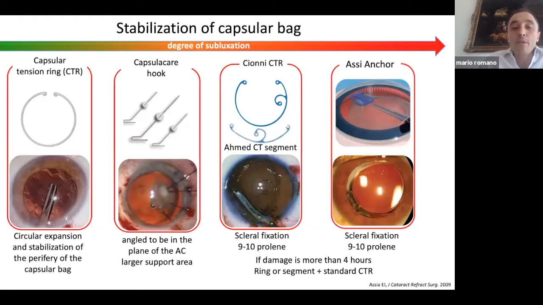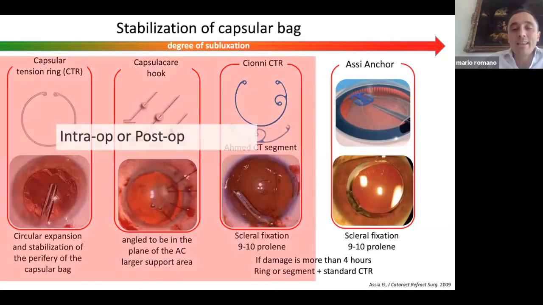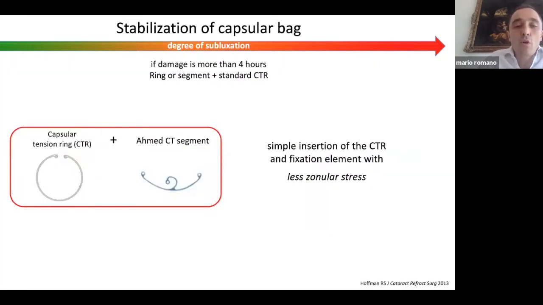Then we can use a Cionni ring or hammered segment, and they can be fixed on the sclera with the Prolene 9-0 or 10-0. And then we have the AssiAnchor that can be used not intraoperatively, but just in the post-op, and also fixed with the Prolene. Sometimes we can also combine the capsular tension ring plus hammered segment in case of damage larger than 4 hours clock.